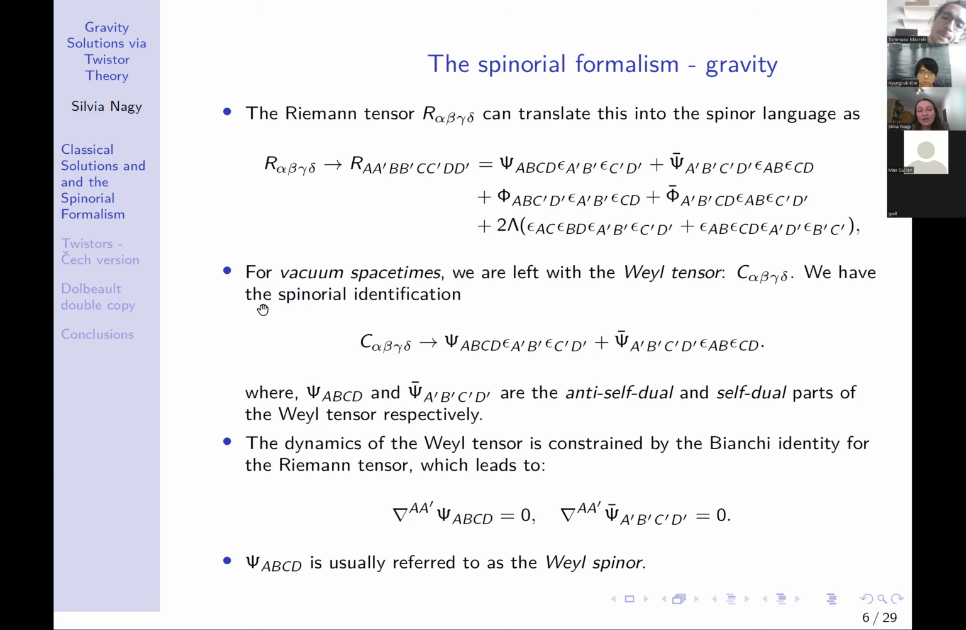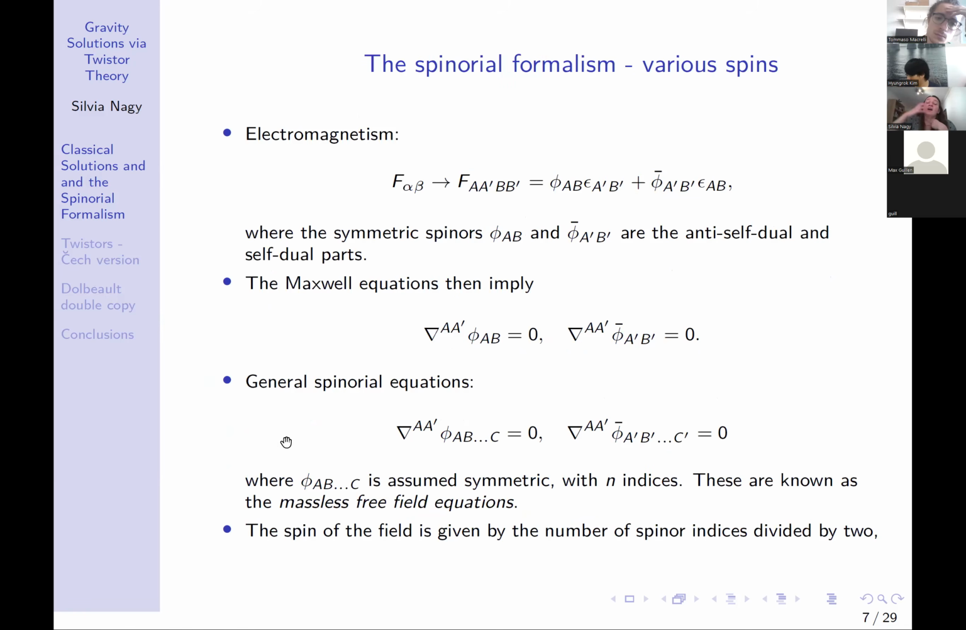Finally, what's left of the dynamics of gravity is just to impose the Bianchi identity on this Weyl tensor. Remember, we already imposed the equations of motion when we threw away these phi's, and the equations look like this. And just a bit of notation, this psi is often called the Weyl spinor, which is a very bad nomenclature, I think, because it can cause confusion with supersymmetry. But if I say Weyl spinor, I will mean this guy in particular here. So there is no actual supersymmetry in this talk. Okay, so this is just a setup for gravity.